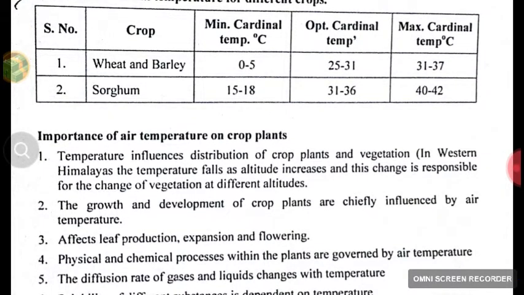For wheat and sorghum. For wheat, the minimum cardinal temperature is 0 to 5 degrees, optimum cardinal temperature is 25 to 31 degrees, and maximum cardinal temperature is 31 to 37 degrees. For sorghum, it is 15 to 18 is the minimum, 31 to 36 is the optimum, and 40 to 42 is the maximum cardinal temperature.